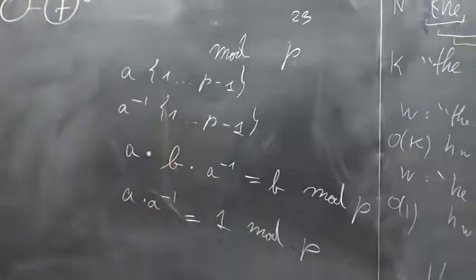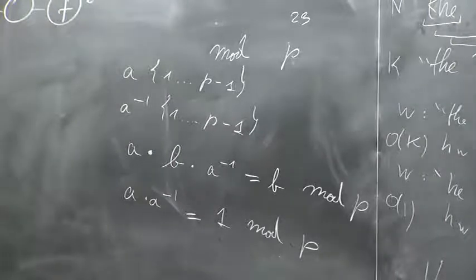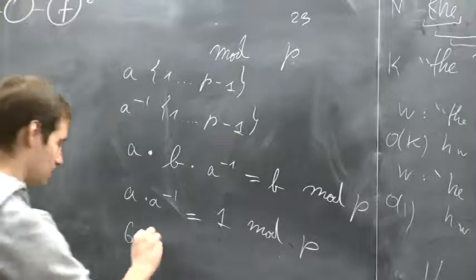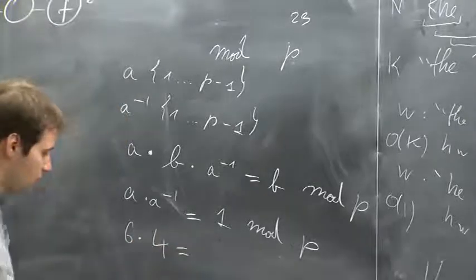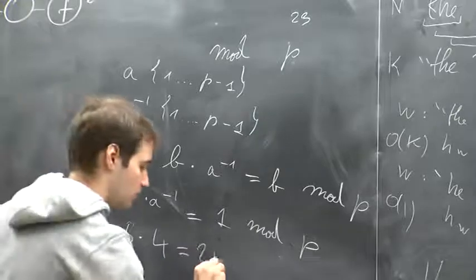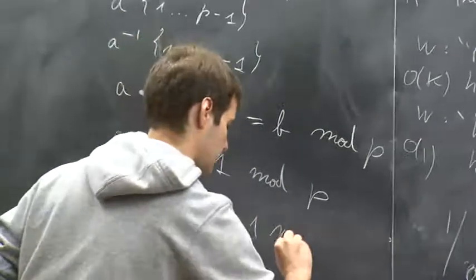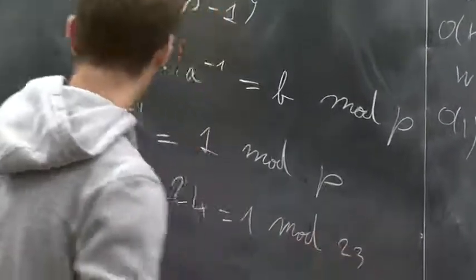So suppose I want to find the multiplicative inverse of 6. What is it? Modulo 23, can someone think of what it should be? 4. Wow, fast. So 6 times 4 equals 24, which is 1 modulo 23.